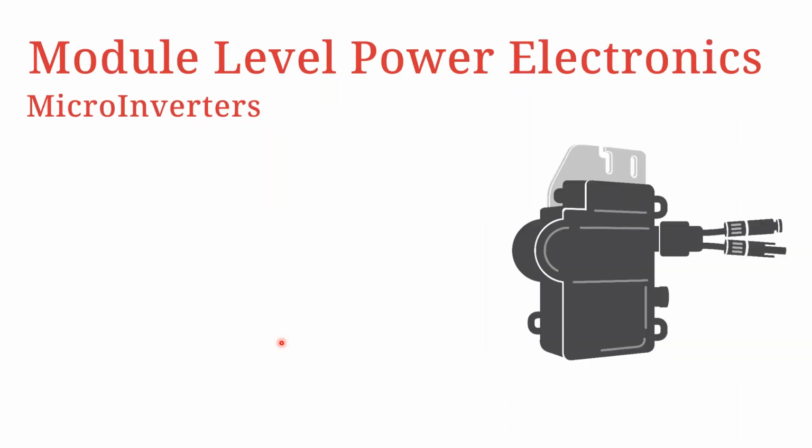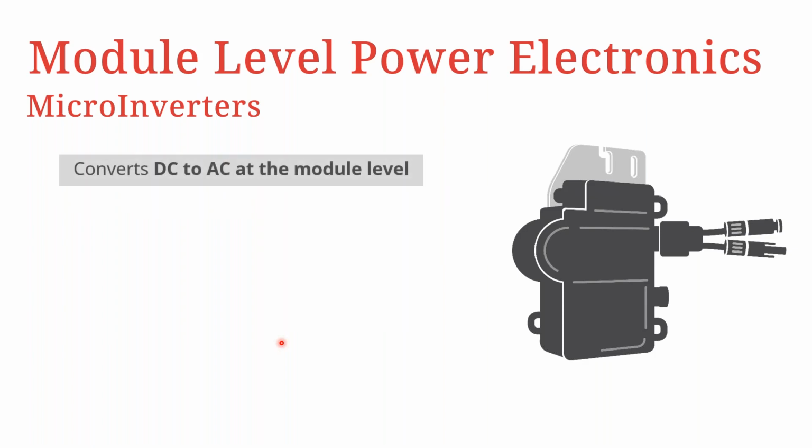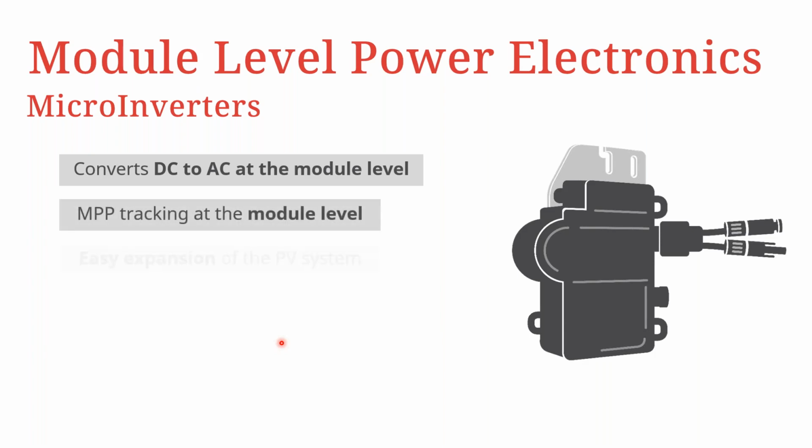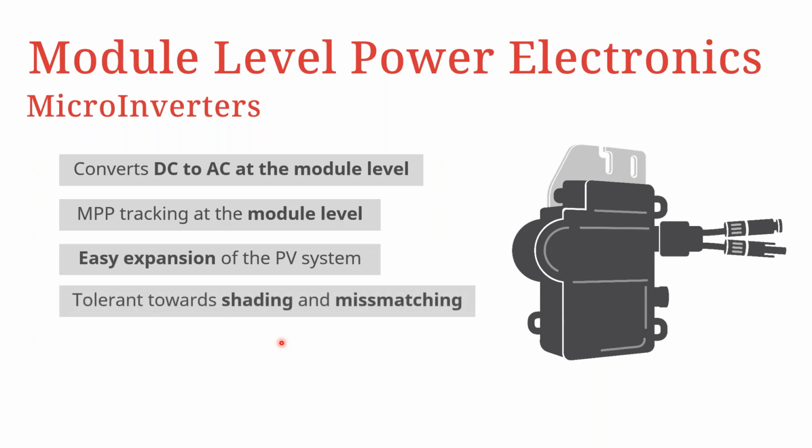So how about microinverters, which is another form of module level power electronics? Basically, like the name implies, microinverters are inverters that are small in nature, micro as the name implies. These microinverters convert DC to AC at the module level. This means that they are connected to the module itself, so it aids MPP tracking at the module level. Of course, it allows for easy expansion of the PV system because of its flexible nature, and it's also tolerant towards shading and mismatching.